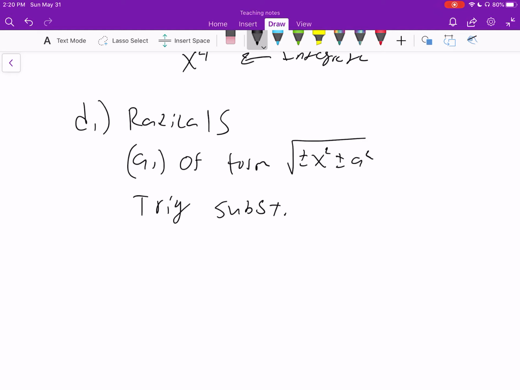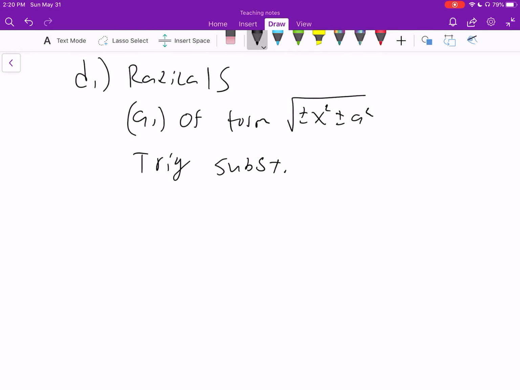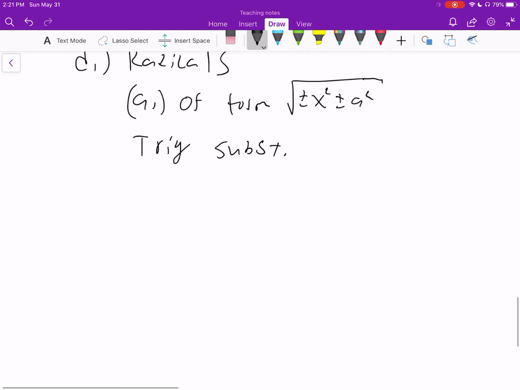So for trig substitution, I'm looking for radicals. Typically, they don't have to be radicals, but if the radicals aren't there, they usually end up being just the arctan or the arc cosine when I integrate them. So if I have something of the form square root of plus or minus x squared plus or minus a squared, then I'm looking at a trig substitution. The square root is really what jumps out at me, and the square root plus the x squared. Sorry, that shouldn't be an a, that should be a 1.